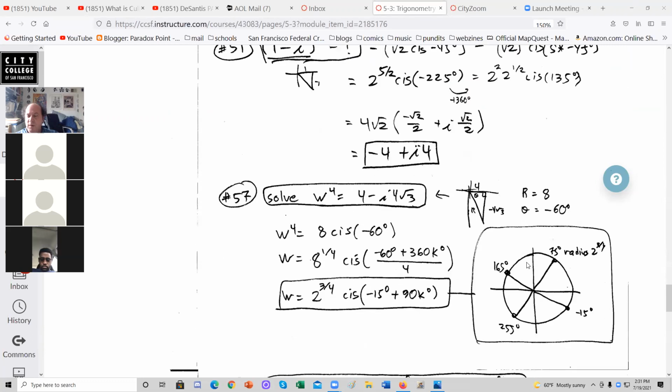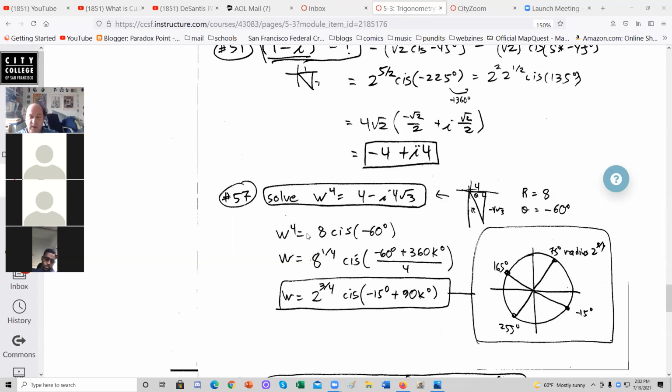Now here they ask for a fourth root of a complex number. Find the fourth roots of 4 minus i 4 root 3. Okay. 4 minus i 4 root 3. It's over 4 and down 4 root 3. That's a 30, 60, 90 triangle. The diagonal is 8. You can work out the angle, negative 60 degrees. So W to the fourth is 8 cis of negative 60 degrees.